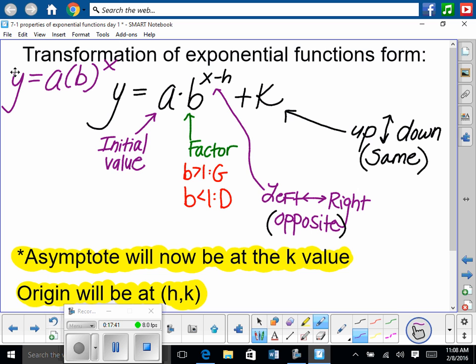And you always go the opposite of the sign. Anything added with x is the shift opposite with the sign. So if this had x minus 2, we would go right 2. Does everybody understand? Yes. Okay?